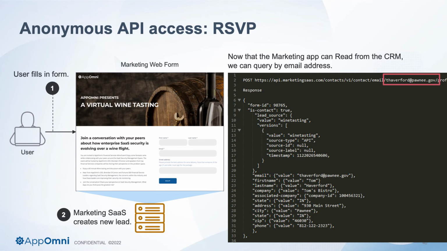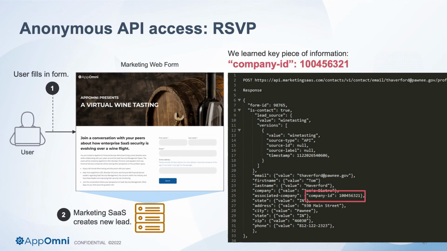Now that the read functionality has been turned on, that entire API has woken up. It was always there. It just had nothing connected to it. Now that it's got that backend CRM connected to it for the read operation, all of the data is at its fingertips. So now when I search based on email address, I get a lot of information dumped back that I shouldn't see.